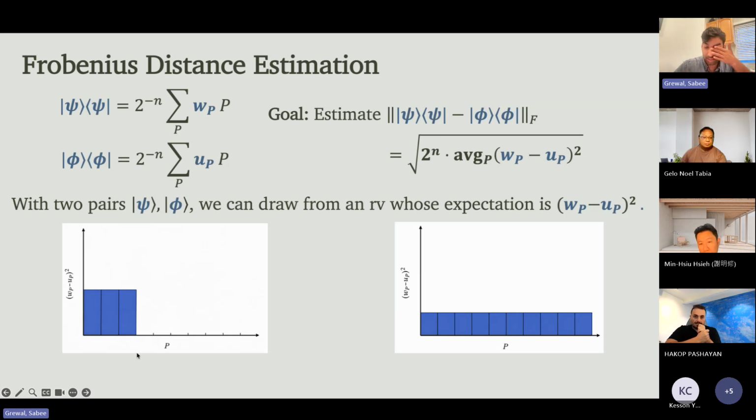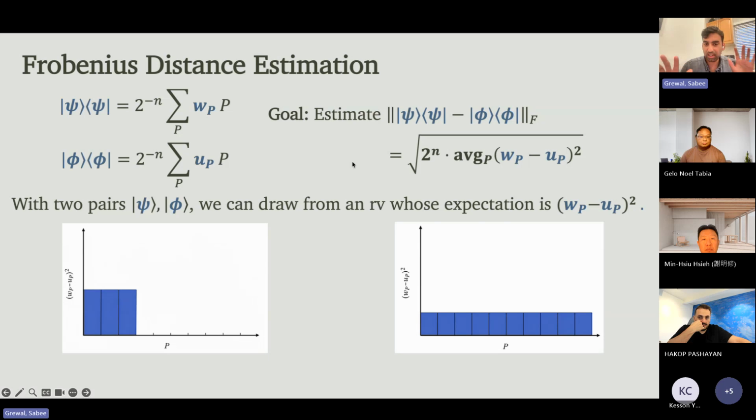On the left-hand side, imagine we have a situation where these differences squared are 0 for almost all of the Paulis. And for a small number of them, they're non-zero and roughly equal. And then on the other end of the spectrum, imagine that all of the Paulis have a non-zero difference squared. But because they're all non-zero, of course, they're all very, very, very small, like super small.